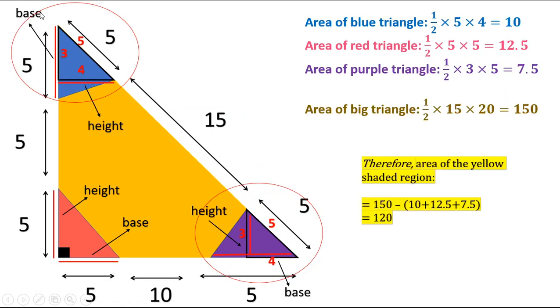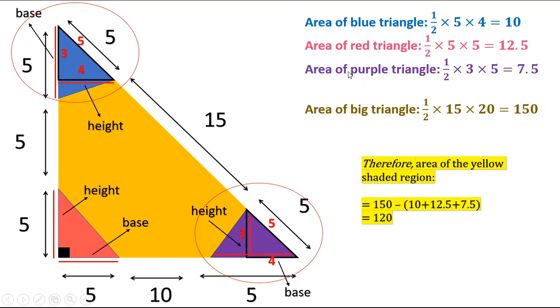See over here, we are taking the base and the height. In this one also we are taking the height and the base, and this one is the height for this one, and this is the base. Here the base is 5, here the height is 5, here the height is 3, here the base is 4, and here the base is 5 and the height is 4.